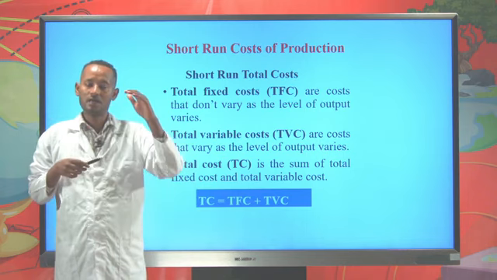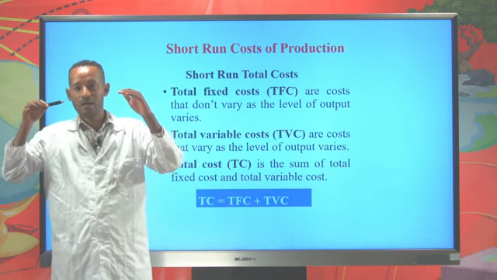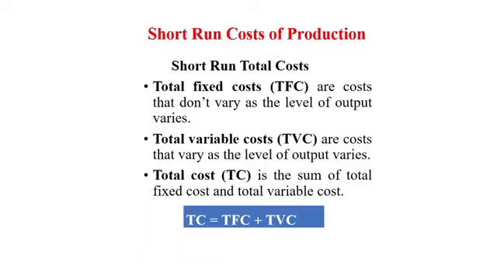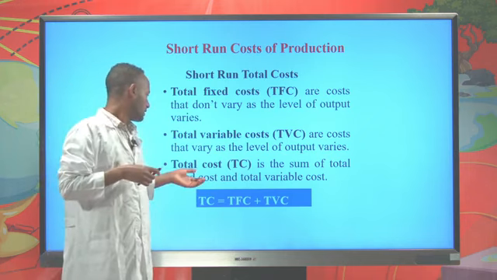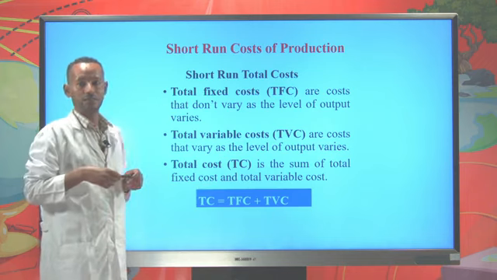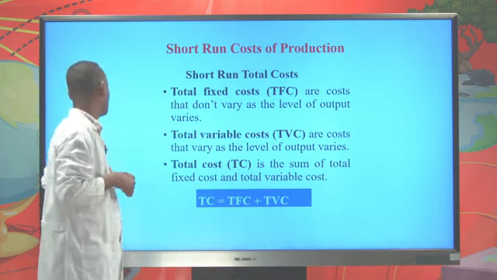A cost that increases as output increases, and decreases as output decreases, is called variable cost. These variable costs are the costs of variable inputs. Finally, the total cost of production is the sum of the total fixed cost and the total variable cost of production.